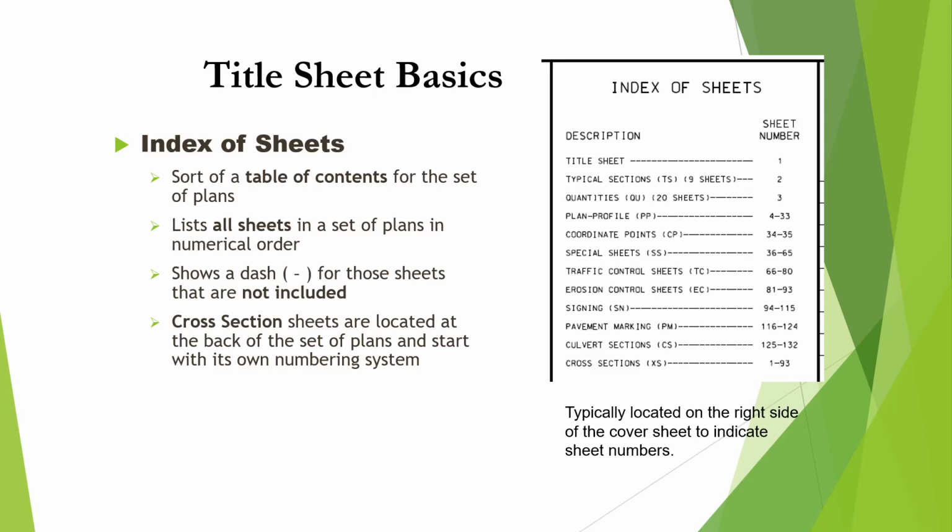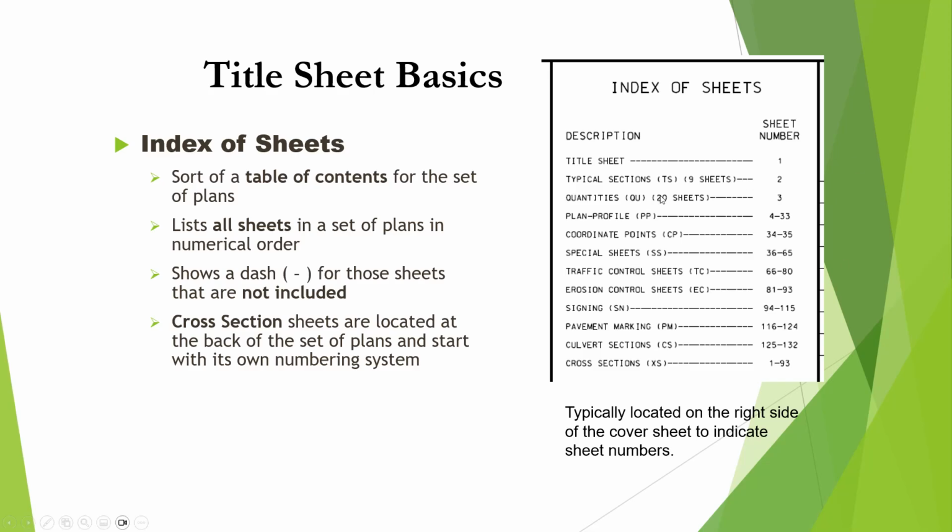Same with the quantities. You're going to see that this one has 20 sheets in it, and it has a QU for quantities. Sometimes you use SU for summary. Either way, but it's sheet 3, and this one has 20 sheets, so you'll see 1 of 20, 2 of 20. And so it's still sheet 3, but it's located in there.